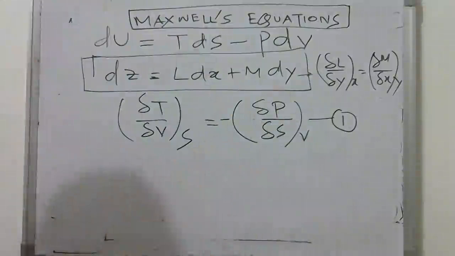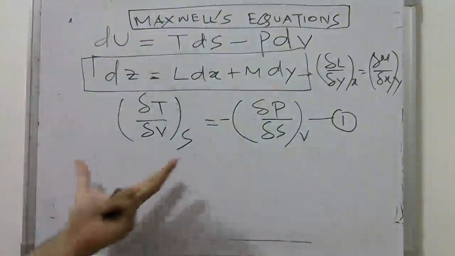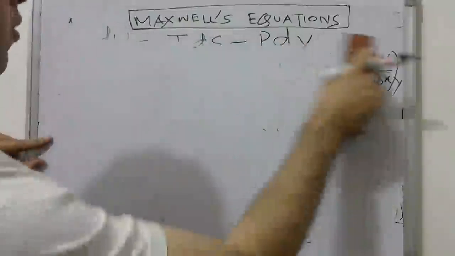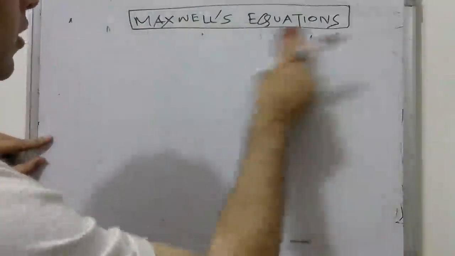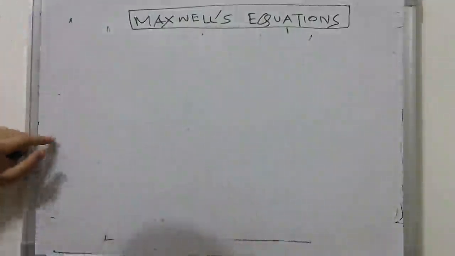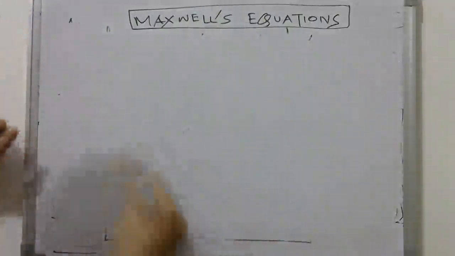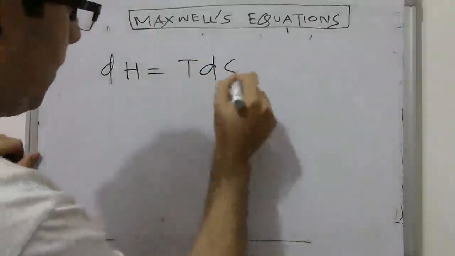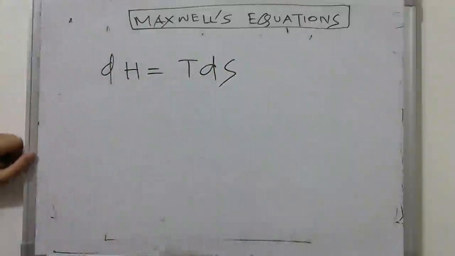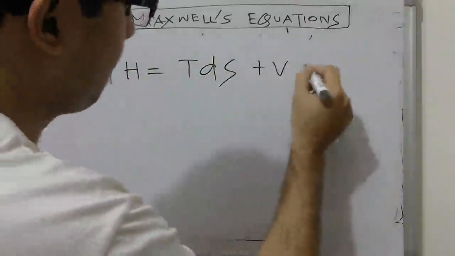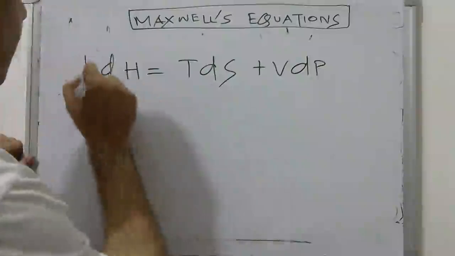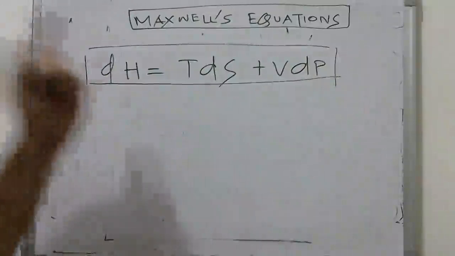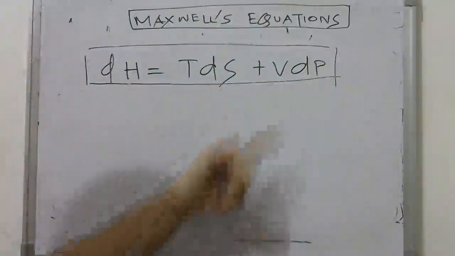So let's take another example. That was the internal energy, and sometimes you are asked this. Let's take the enthalpy. dH is equal to T dS plus V dP. Right, dH equal to T dS plus V dP.